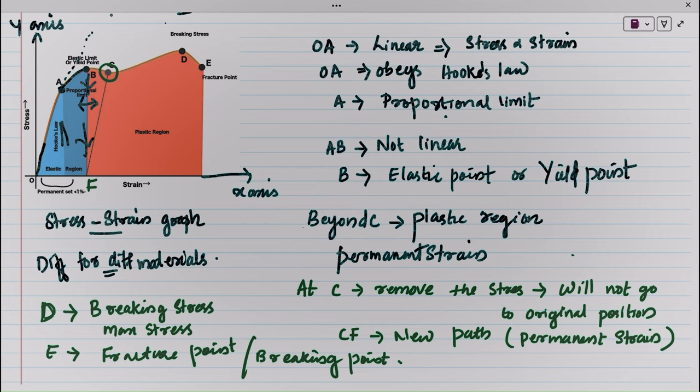Okay, this is the stress-strain graph. That is, it has a region with a linear relationship between stress and strain, and A is called the proportional limit, and B is called the elastic point. At C, it will retrace a new path called CF, and it has a permanent strain. At the point D, it is the breaking point, and at the point E, it is the fracture point. Okay, this is the stress-strain graph.